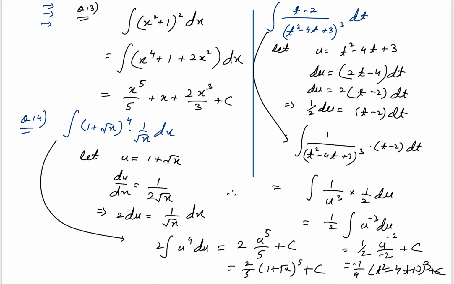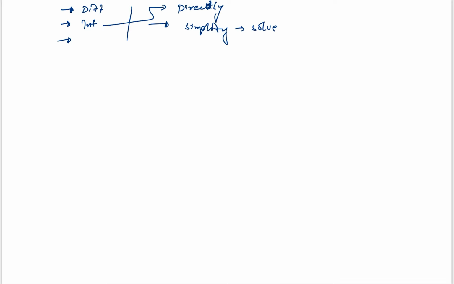So in previous lectures we did the major part of differentiation, and then we started integration. And in integration, if there is a question of integration, first we will try to solve it directly, right? And if it is not solvable directly, then we will try to simplify the question and then solve, right? And the third one is using any rule of integration.